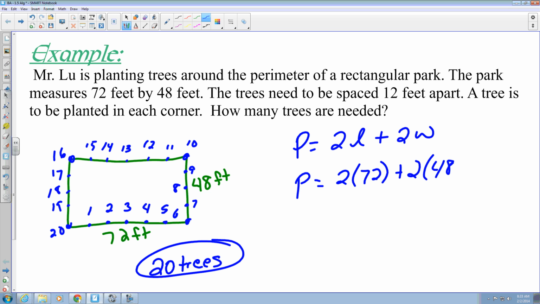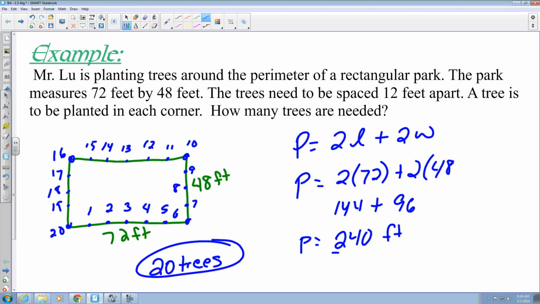And if I were to multiply that out, I got 72 times 2, which is 144, plus 2 times 48, which is 96. So 144 plus 96 gives me 240. Now that's my perimeter in feet.